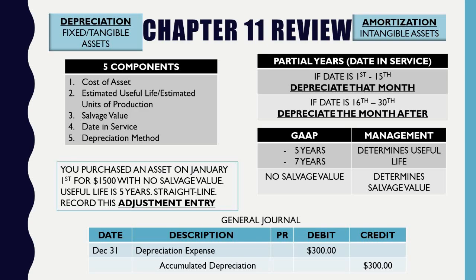So, chapter review. We talked about depreciation. We talked about there being 5 components of depreciation. We talked about what determines the depreciation method, and for example the components. What determines the estimated useful life as well as salvage value? What depreciation methods are there, as well as the date that you place into service? And here's an example of how you journalize the depreciation.